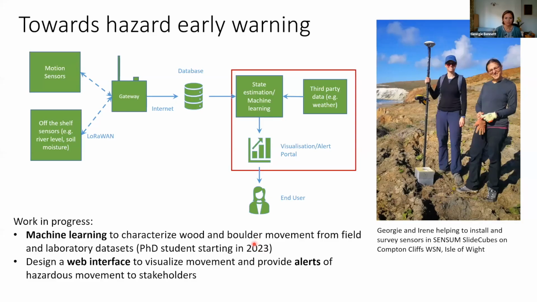Over the next few months, the remainder of the project and beyond, we're going to be working towards hazard early warning. We're going to be using machine learning to characterize wood and boulder movement from field and laboratory data sets. We have a PhD student starting at Exeter early next year to help with this effort. And Kyle has already started to design a web interface with which to visualize movement and provide alerts of hazardous movement to stakeholders based on some of our machine learning work.